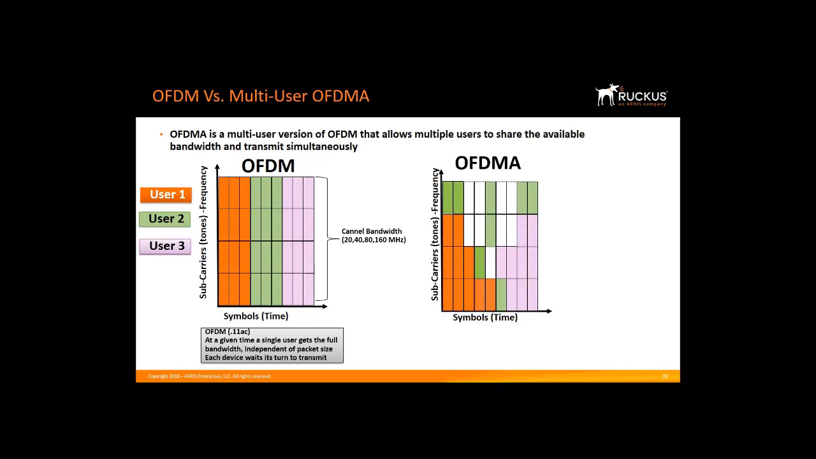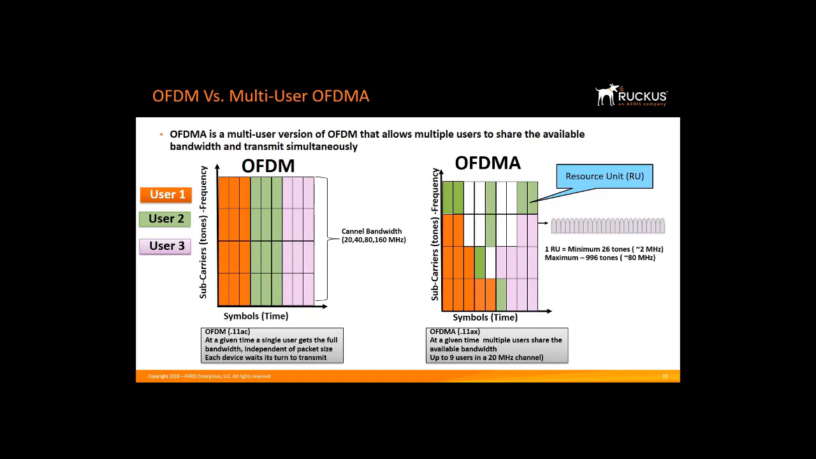In contrast, OFDMA is AP-centric. It enables an 11ax AP to simultaneously communicate with multiple devices by dividing each Wi-Fi channel into smaller sub-channels known as resource units, or RUs, or sometimes called RU tones. The minimum size of one RU is 26 tones or subcarriers, which equals approximately 2 MHz. A 20 MHz channel can serve up to 9 users.